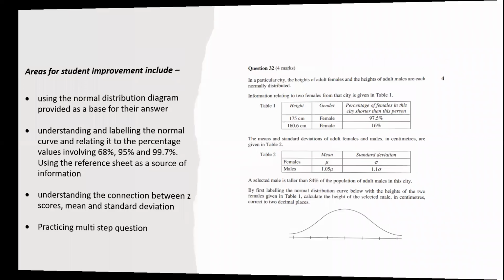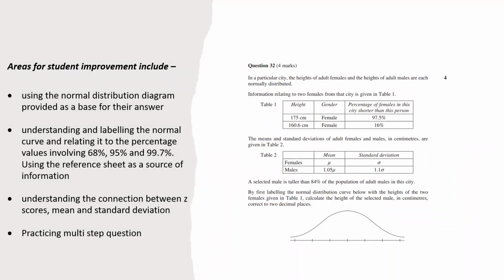So where some students maybe didn't handle the process quite well is even engaging with the question at the start, using the normal distribution diagram provided as a base for their answers. Even though the question stated by first labelling a normal distribution curve below, a few students didn't, and maybe it was the reading, they didn't get that far down into the question. But make sure they follow all the advice that they're given.